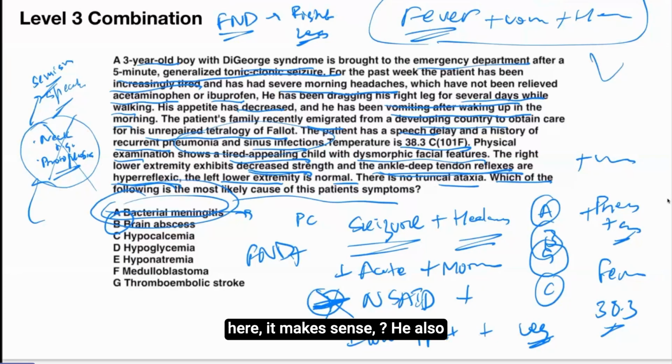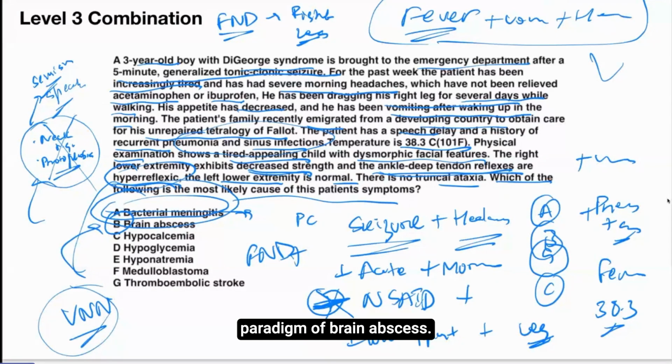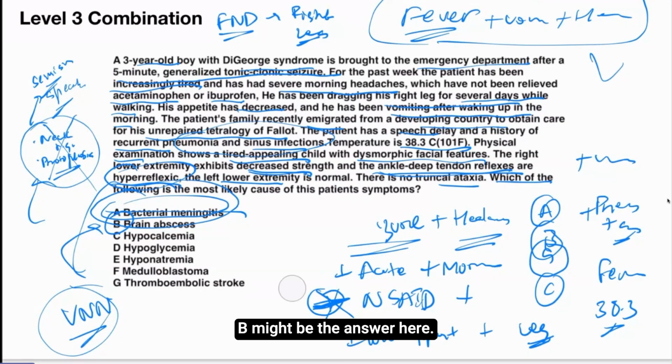So if you look at everything here, it makes sense. He also has hyperreflexia. That means upper motor neuron lesion, and that would fit into the paradigm of brain abscess. And there's no negative clues you're going to get here other than maybe photophobia or neck rigidity, which are uncommon. But these are again negative clues to consider, but not as common as you would think. So B might be the answer here.